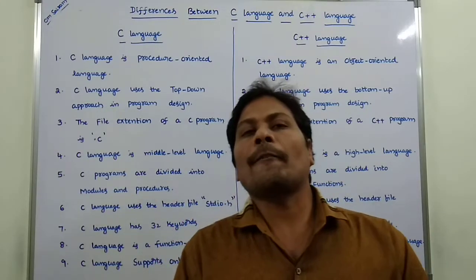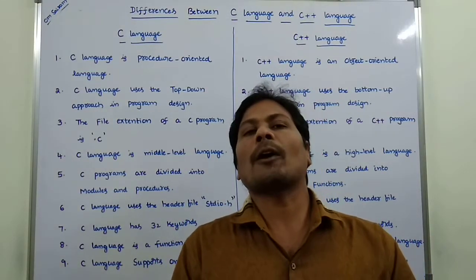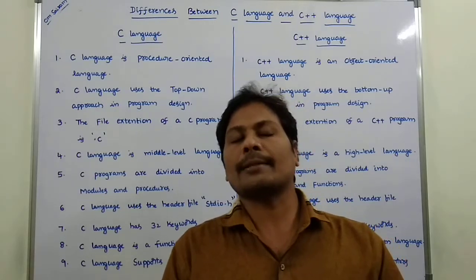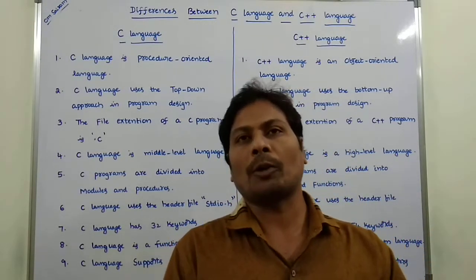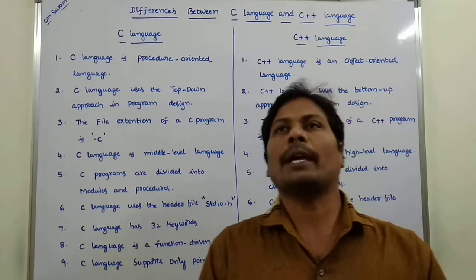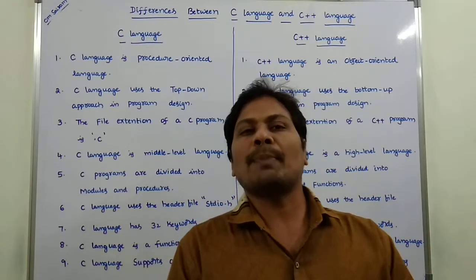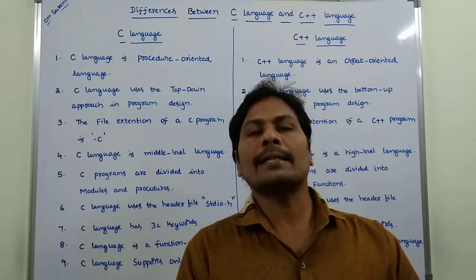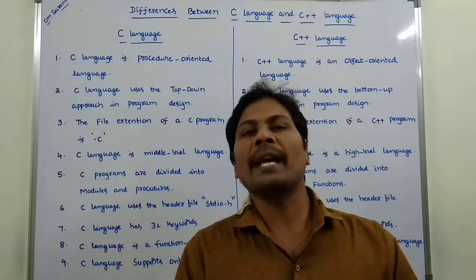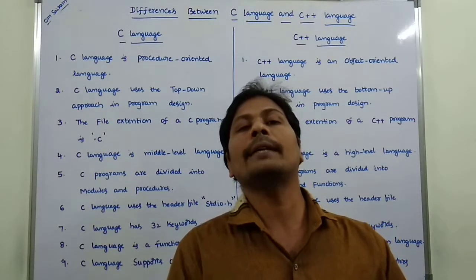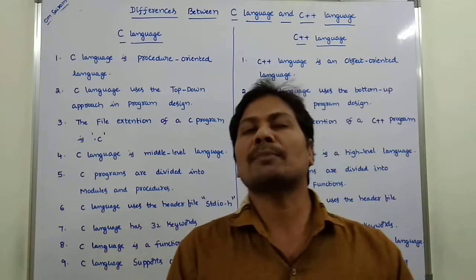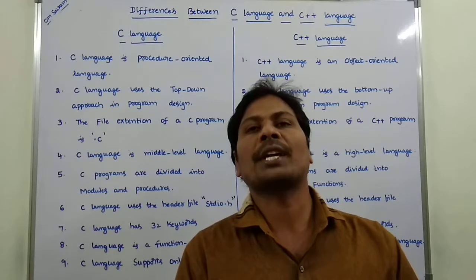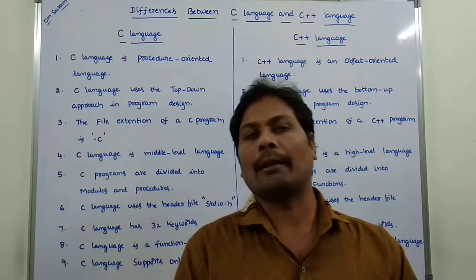But in the case of C++ language, C++ is an object oriented language. In C++ language, every C++ program is based on classes and objects. So then we can say that C++ is an object oriented programming language.